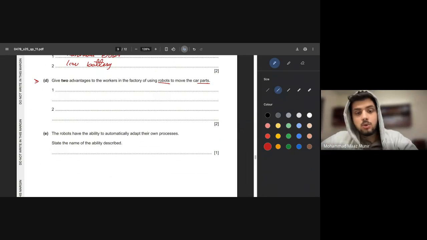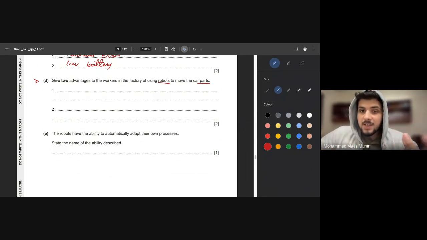Samajh gaye? So the benefits could be that boring repetitive tasks could be, exactly. Basically the workers are no longer required to perform boring or repetitive tasks. So workers are not required to perform boring or repetitive tasks.